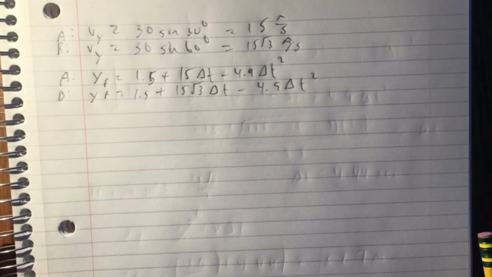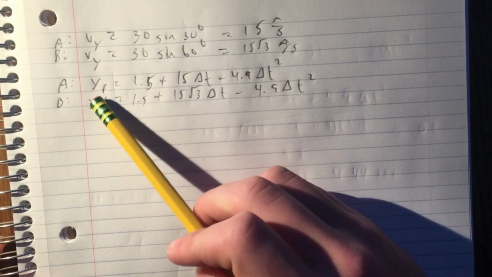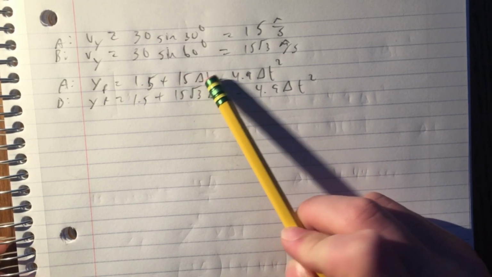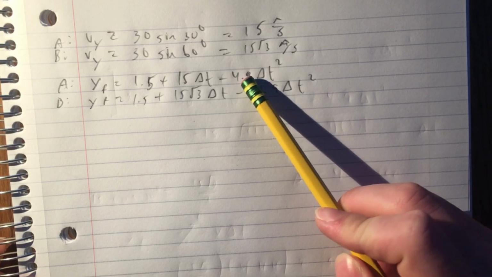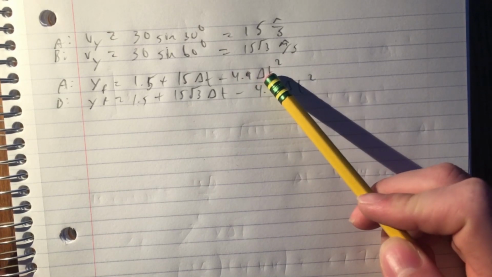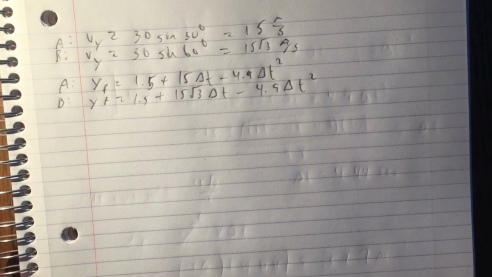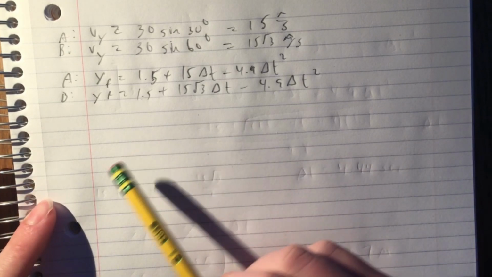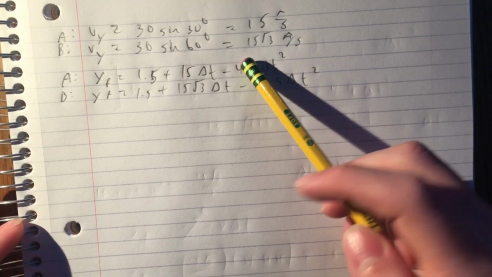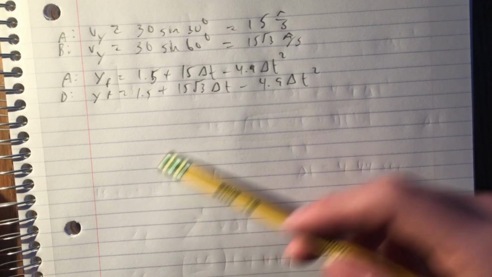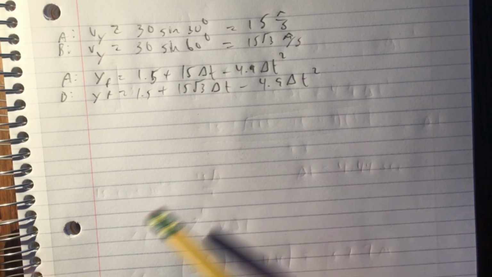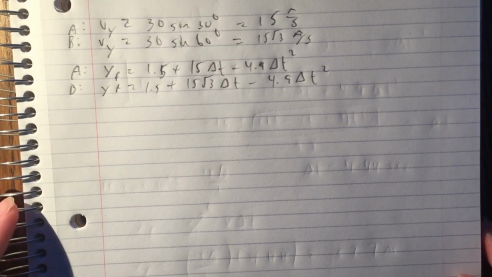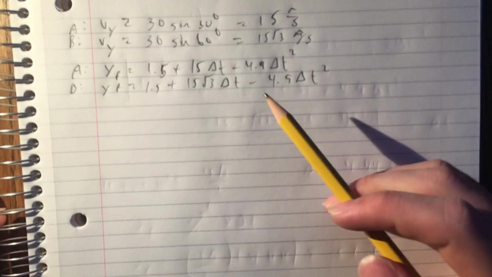And then we just use our kinematics equation, position final equals initial position plus initial velocity times change in time plus 1/2 times acceleration, which is negative 4.9 times change in time squared. And so basically these are just graphs of the arrow's movement. If you put this into Desmos or something, you would get a parabola that would basically be the arrow's path of movement.